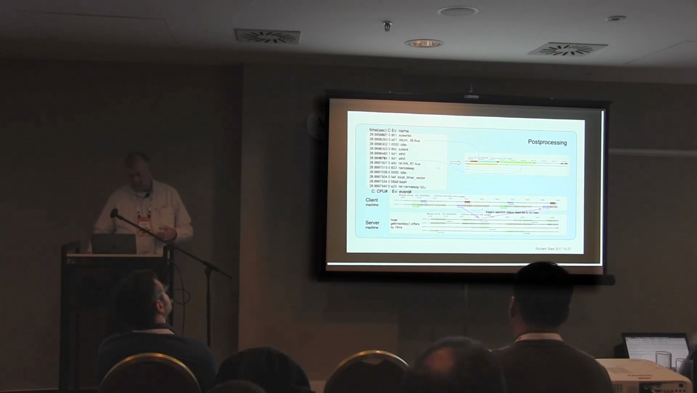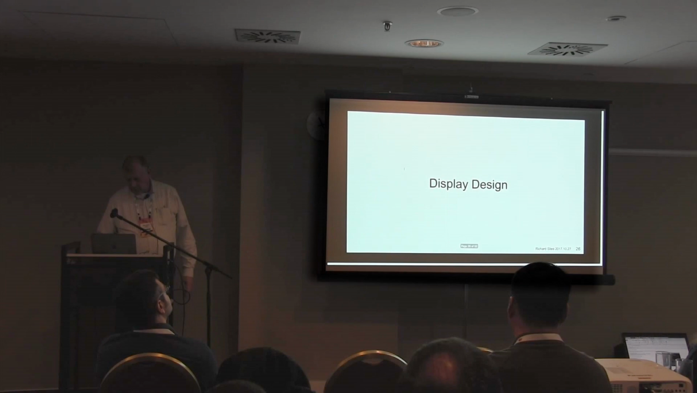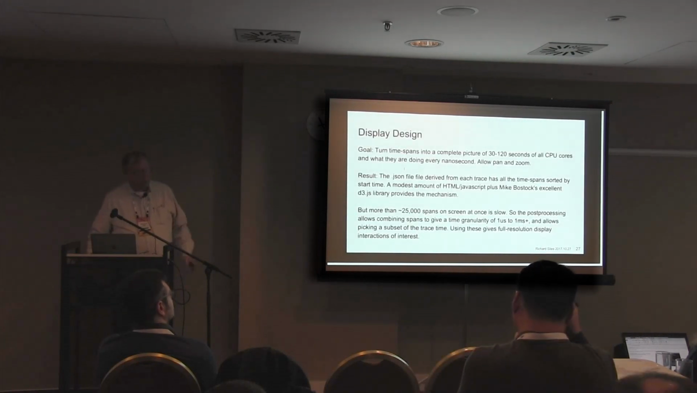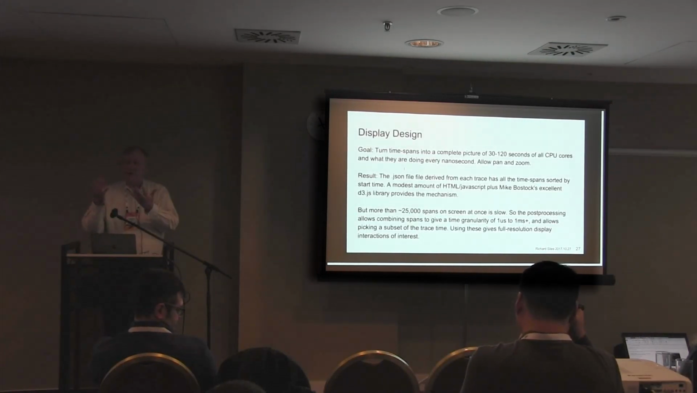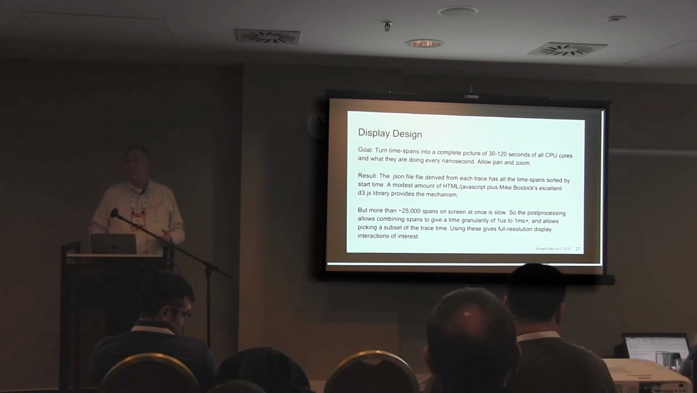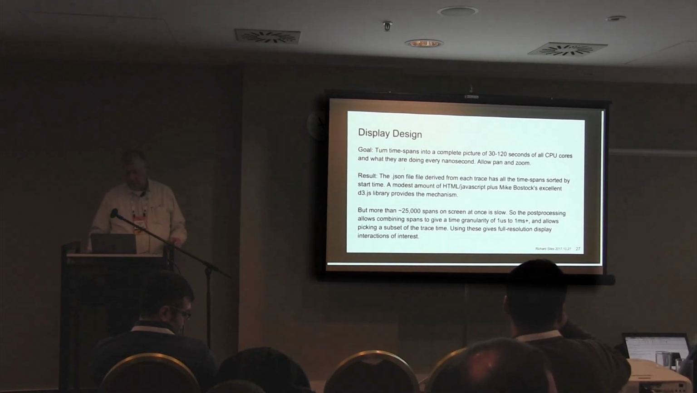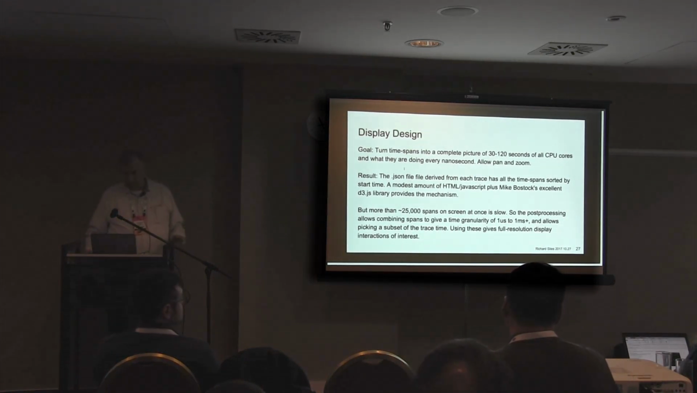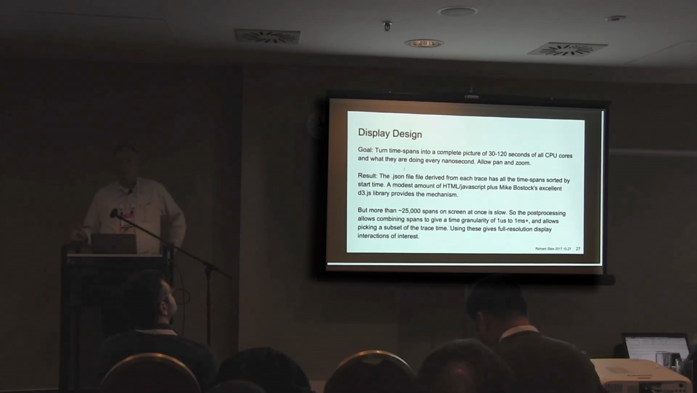So this is a little example of some of the just text form of post-process transition entries. So I'll show you a bit more of this. None of this is useful if you can't have humans look at it and make sense out of it. So it works a lot on the display also. The goal for the display is to turn all these timestamps into pictures of what went on for 30 to 120 seconds and be able to zoom in, to pan and zoom and look at specific things.